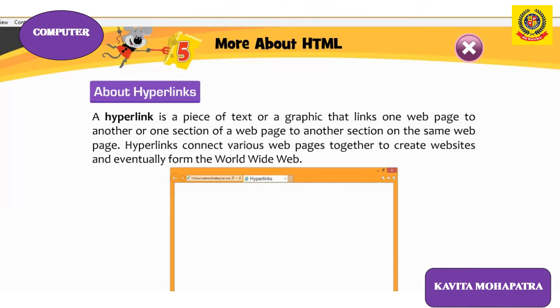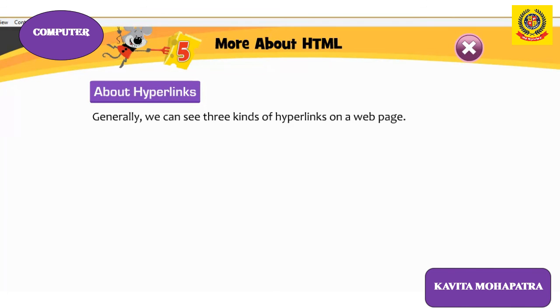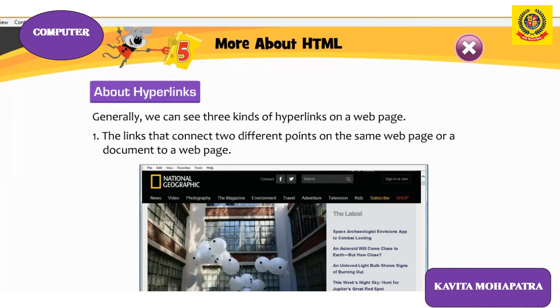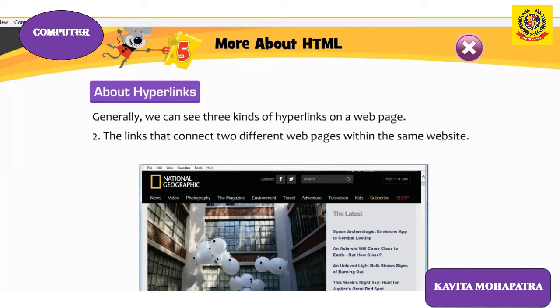Now hyperlink. What is a hyperlink? It is a piece of text or graphic that links one web page to another, or to another section of the same web page. Hyperlinks connect various web pages together to create websites. Generally we see three kinds of hyperlinks on a web page. The links that connect to different points on the same web page or document. The links that connect to different web pages within the same website. And website links, which will open up a website, and email links. So three types of links you can see.